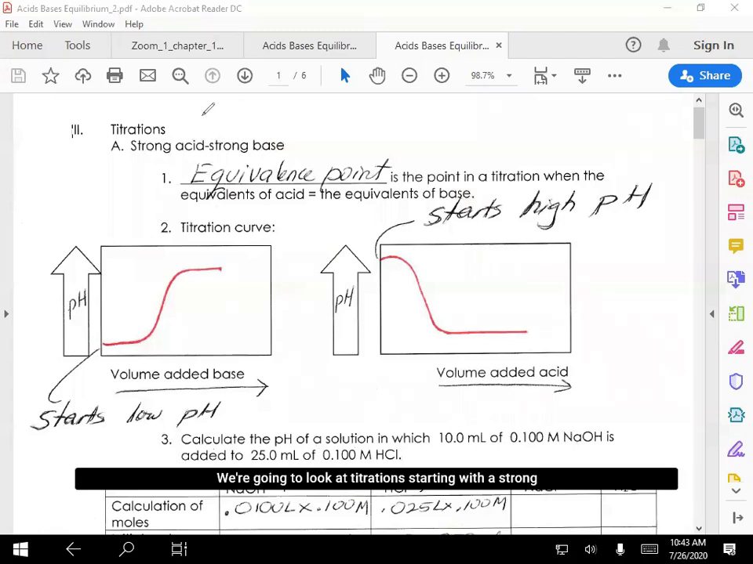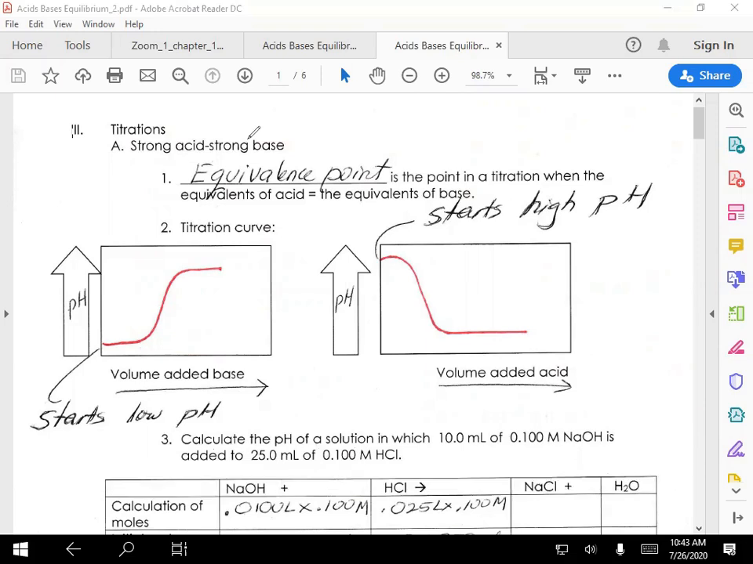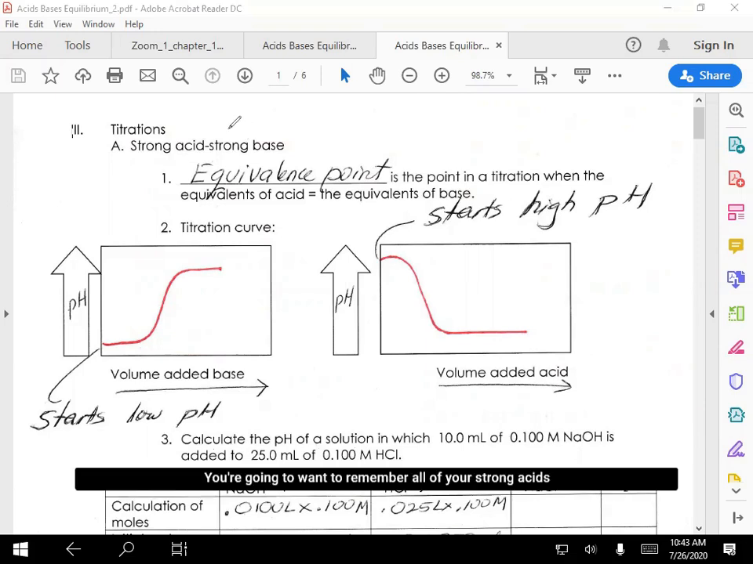We're going to look at titrations, starting with a strong acid and a strong base. You're going to want to remember all of your strong acids and all of your strong bases so that you know how to do the problem when you have a strong acid and a strong base. The equivalence point is the point in a titration when the equivalents of acid equal the equivalents of base.